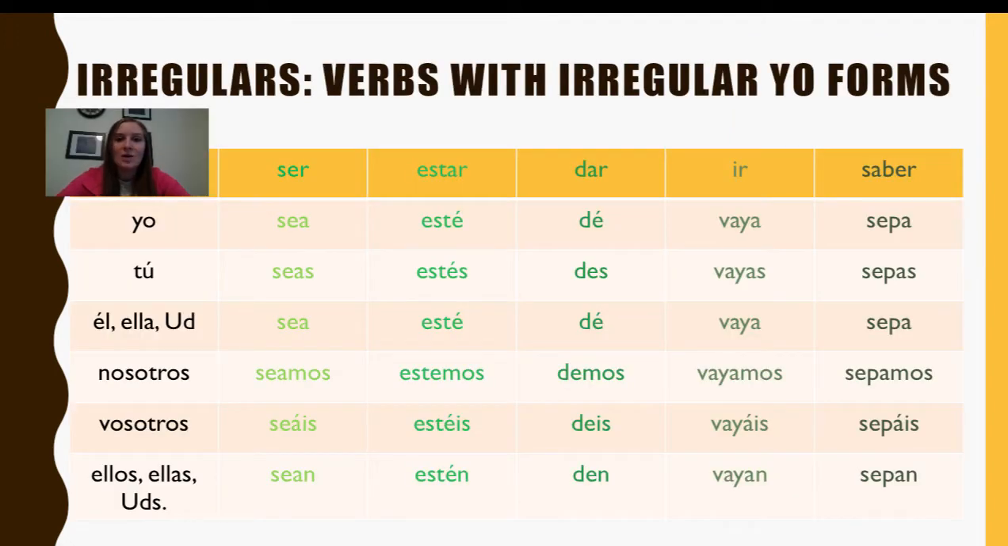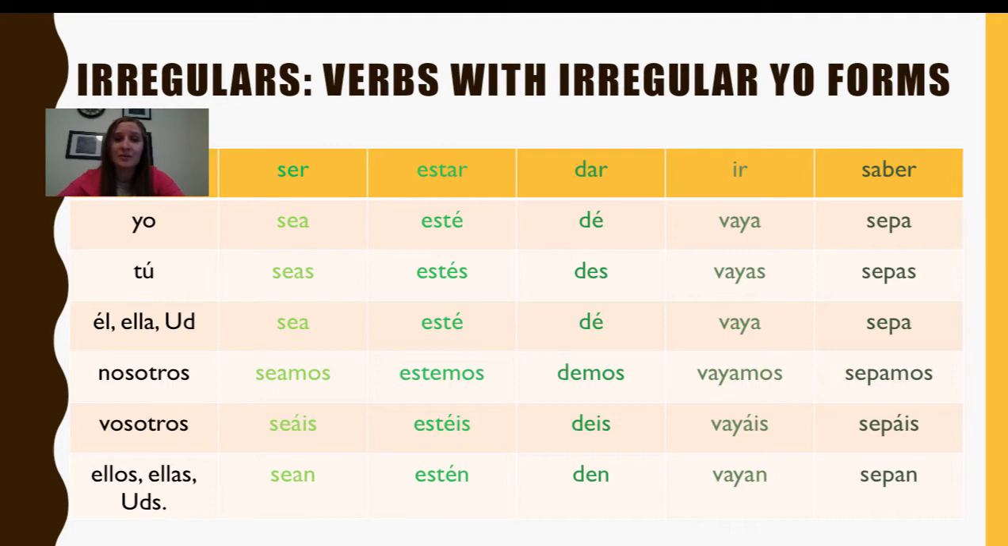Okay, tenemos irregulares, because not all verbs in the yo present indicative end in o, such as these 5 here. Ser is soy, estar is estoy, dar is doy, ir is voy, and saber is sé. So we can't go to the yo form and drop the o ending because it doesn't end in o. Therefore, we have these 5 irregulars. Ser becomes sea, estar esté, dar dé, ir vaya, saber sepa.